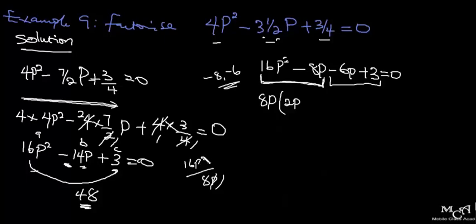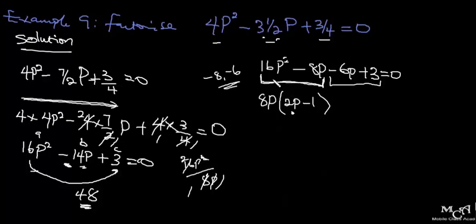This is 2p. So 1 will go. I'm left with a p. So 8 goes here 1, 8 goes here 2. So I'm left with 2p. That's how I arrive at 2p here. Now, if I take 8p from negative 8p, I'm left with what? Just minus 1. Because 8p times minus 1 will give me minus 8p.